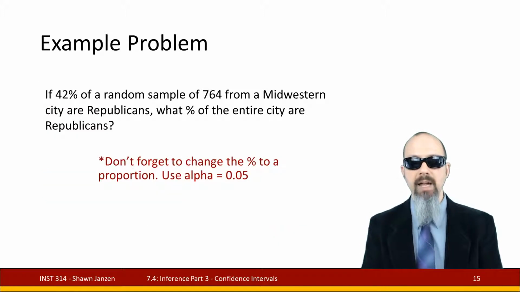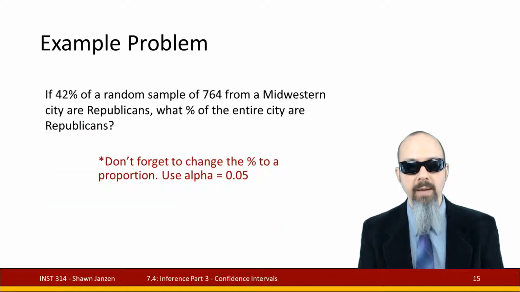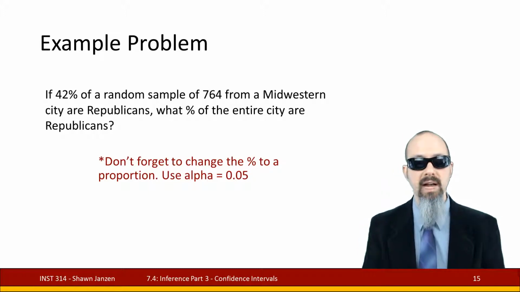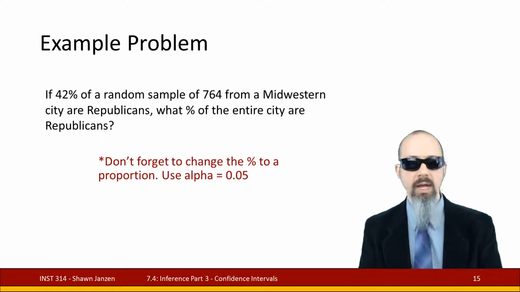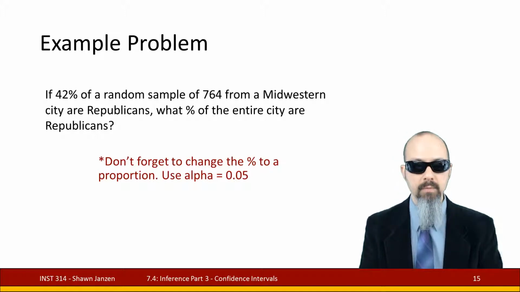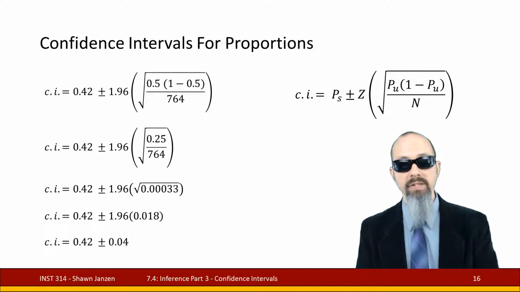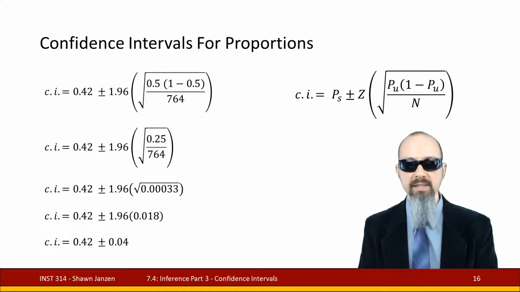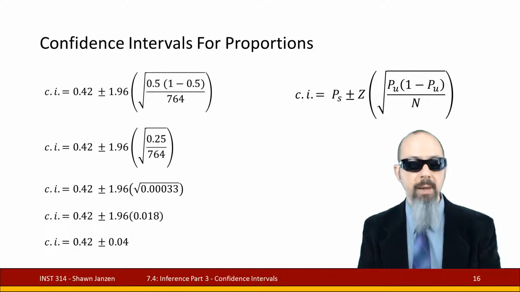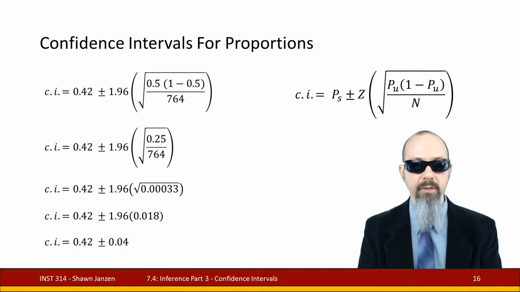Now let's go ahead and use a brief example here. If 42% of a random sample of 764 people from a Midwestern city are Republicans, what percentage of the entire city are Republicans? And when we do the math, don't forget that we have to change the percentage to a proportion, and we're using an alpha of 0.05. So we take that proportion, we change it into 0.42 plus or minus 1.96. Why 1.96? Because we're using an alpha of 0.05. We chop it in half because we aren't concerned with the left or right side, and we use the same probabilities as before, which was a z-score of negative 1.96 and positive 1.96.